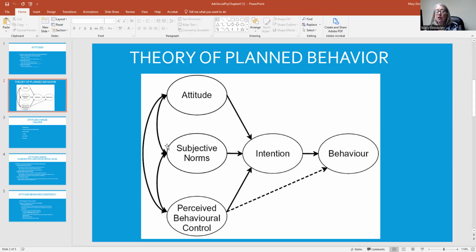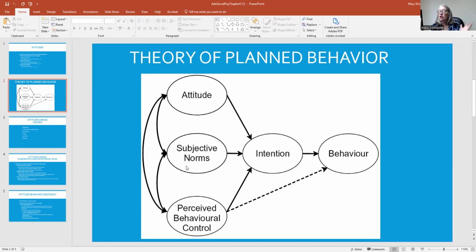Your attitude will also affect your subjective norms and your perceived behavioral control. Okay, let's talk about subjective norms next. So subjective norms are what you believe the people around you think about this. Okay. So the group of people that you're around, what is their attitude toward condoms?